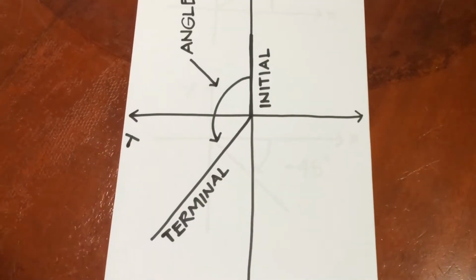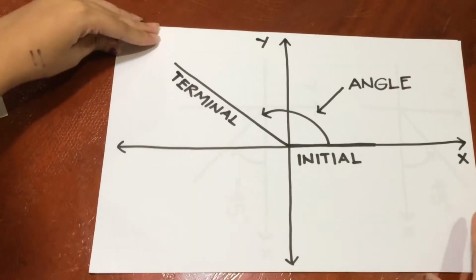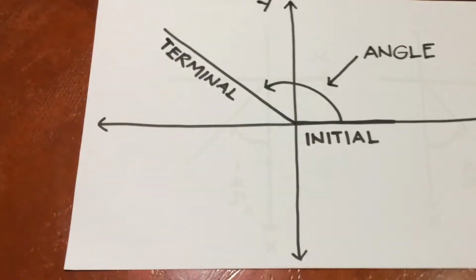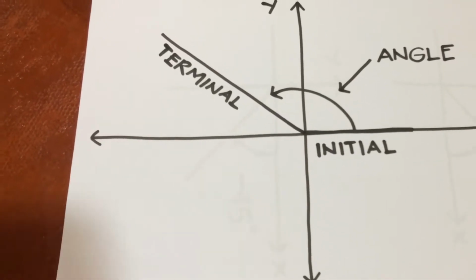Angles measuring exactly 90, 180, 270, and 360 degrees do not have a terminal side that lies in a quadrant, and they are referred to as quadrantal angles.